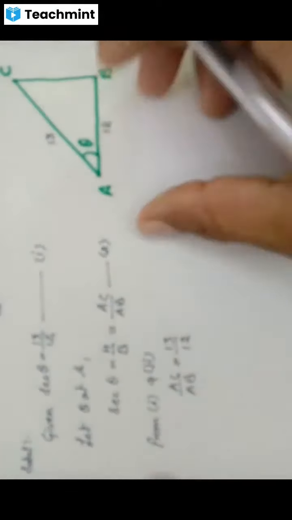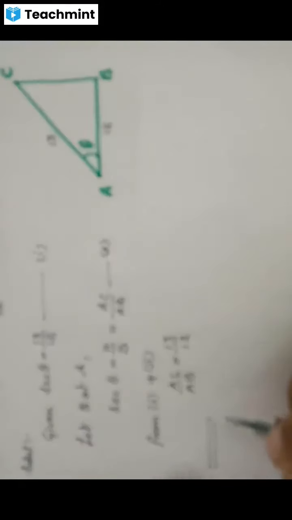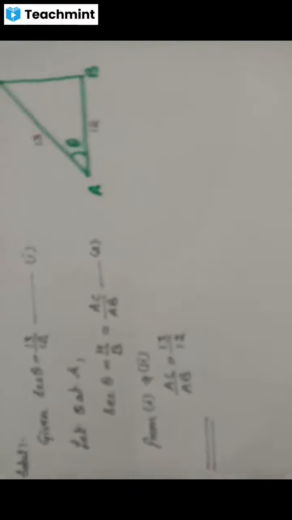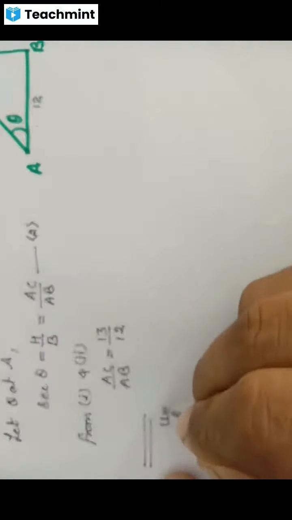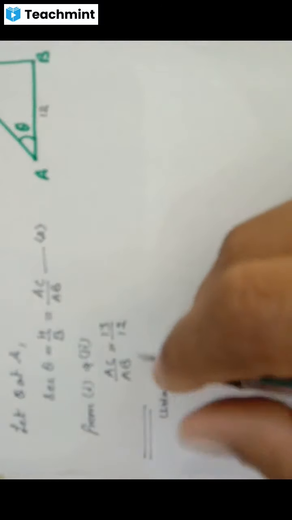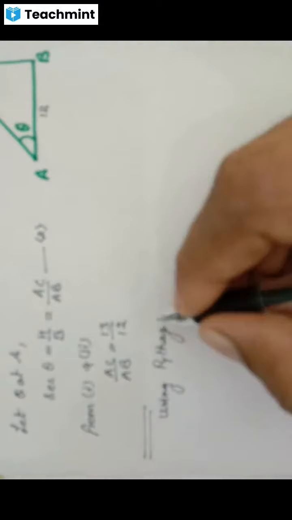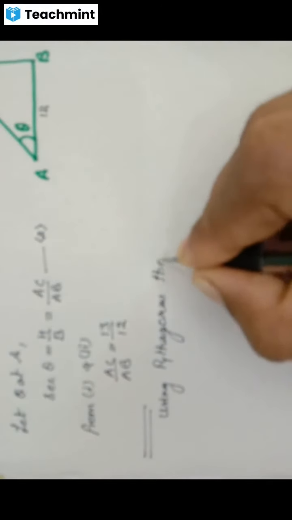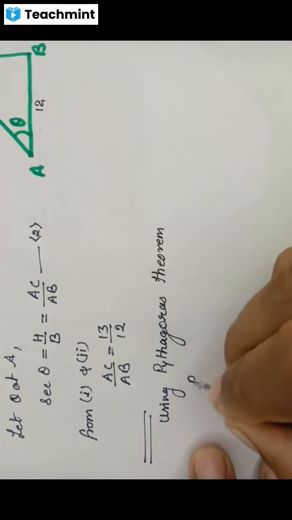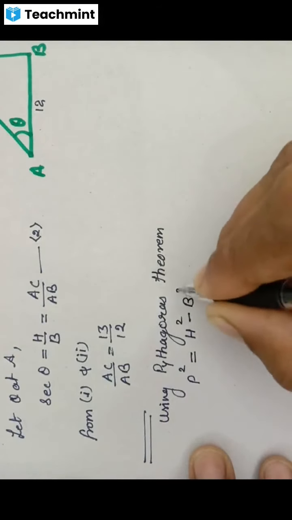So after that, leaving one line, beta, if this screen is not clear, then intimate me. It is clear. So here, using Pythagoras theorem, what we have to find out? Perpendicular whole square is equal to hypotenuse whole square minus base whole square.